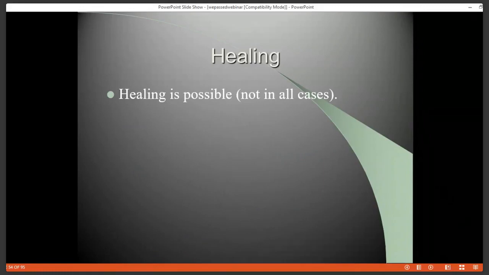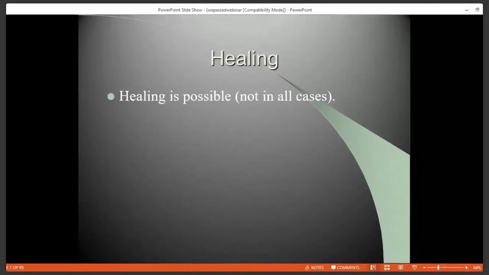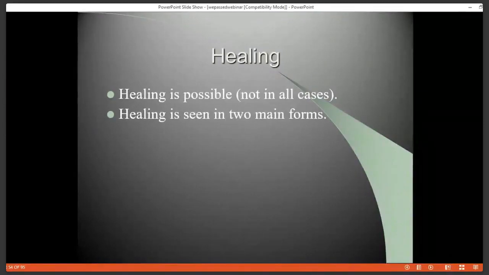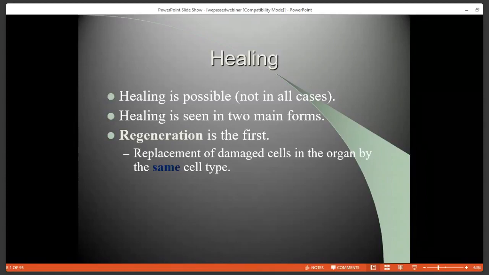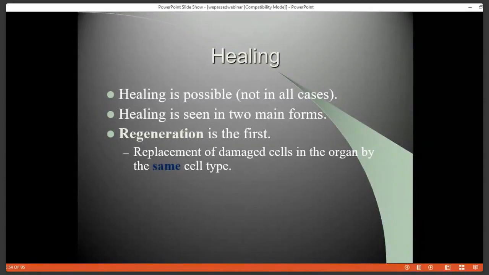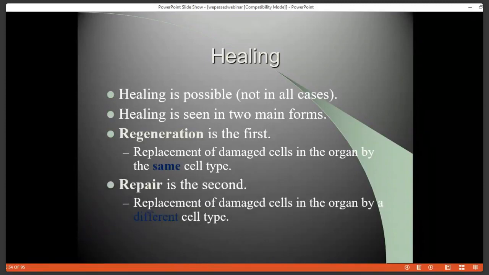Now, healing of tissues, always possible with X and gamma radiation, although not in every particular case. Healing comes about from generally two main forms. One is regeneration, replacement of the damaged cells in the organ by the same cell type, so stem cells repopulate after a dose of radiation, or repair, which is a type of healing as well.